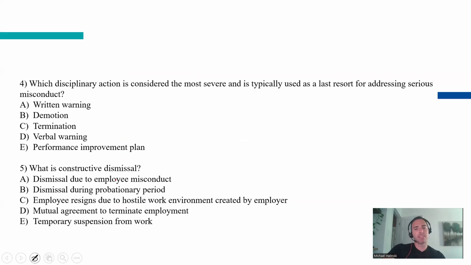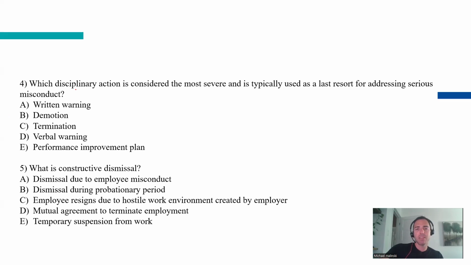Employee relations. Okay, so in this class, we talked about communication, dismissal, downsizing, layoffs, terminations, turnover, all that stuff kind of is all squished into this particular chapter. Which disciplinary action is considered the most severe and is typically used as a last resort for addressing serious misconduct? Unless one of them jumps out to you, you could think of the waterfall that we talked about in terms of progressive discipline.